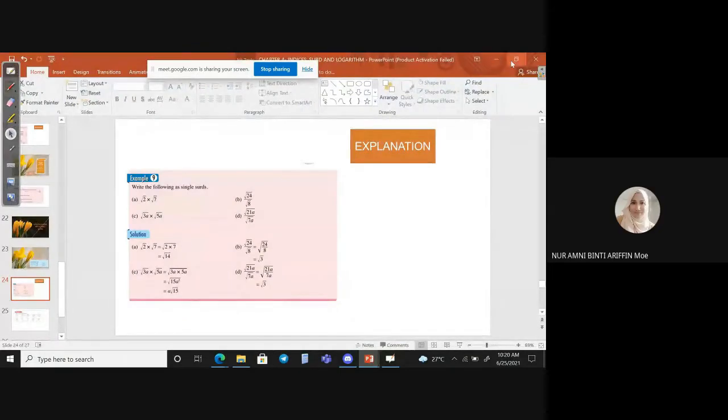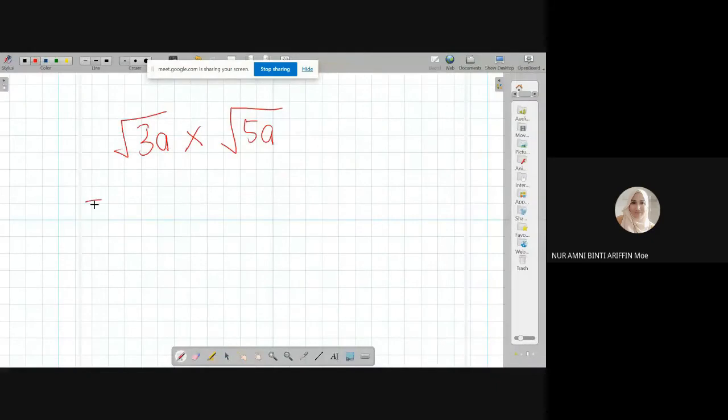Okay, so this one you know that, 5 times 3, 15. And then A times A becomes A square. Okay, and then we put the square root there, right? Basically this is A square root times 15 square.